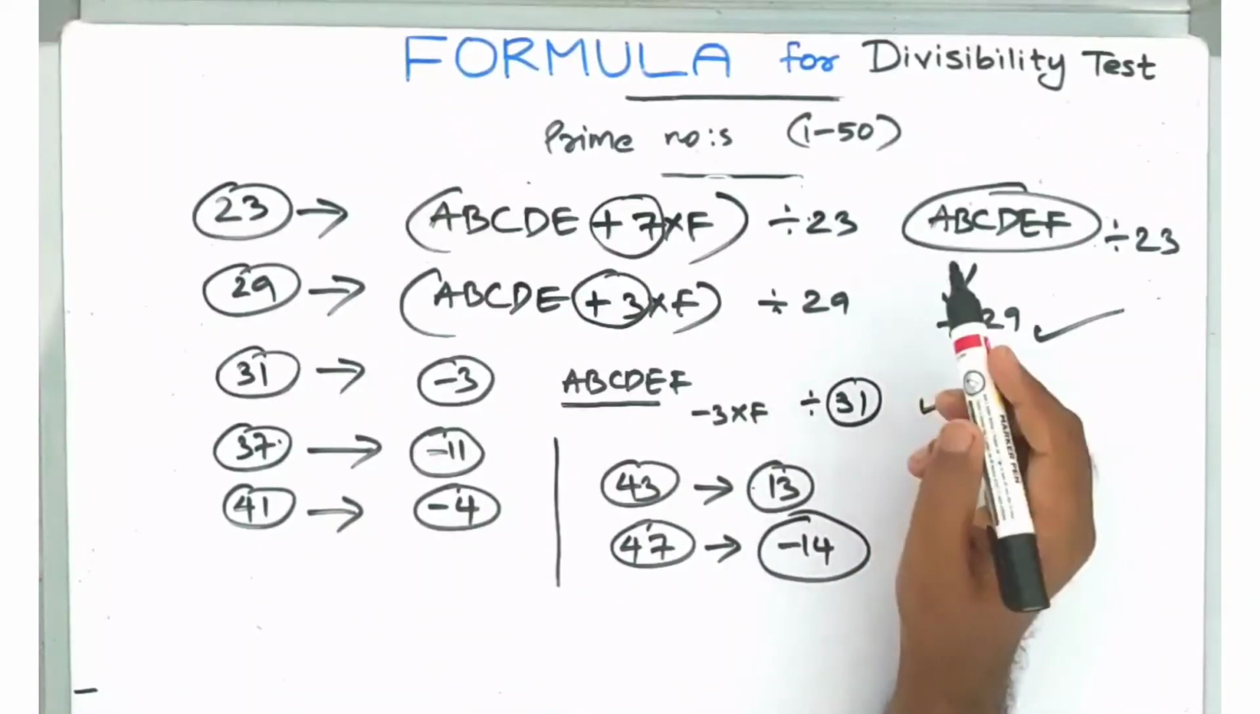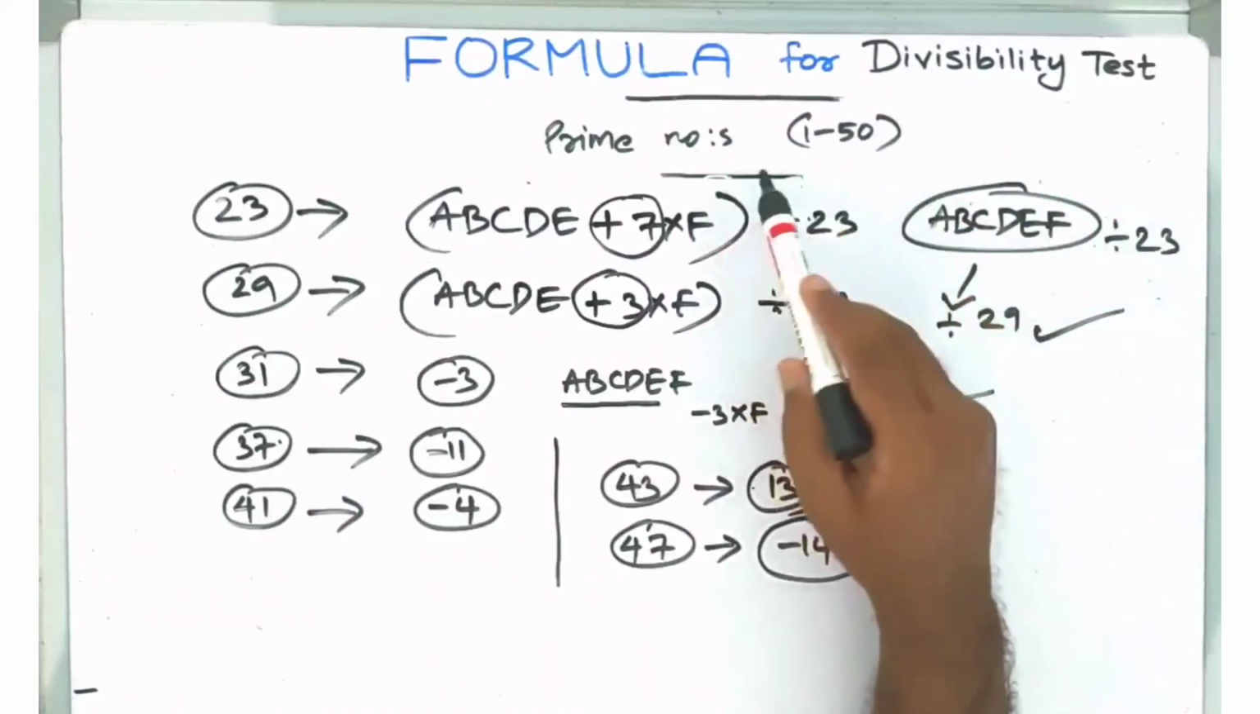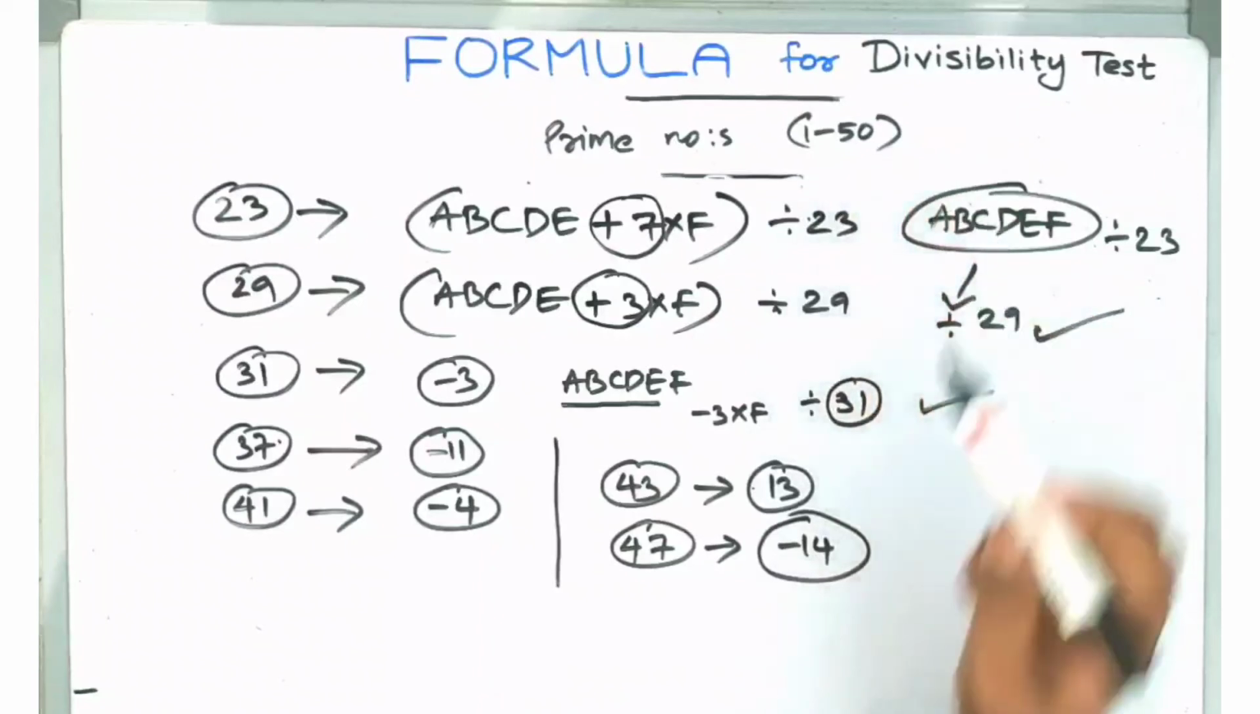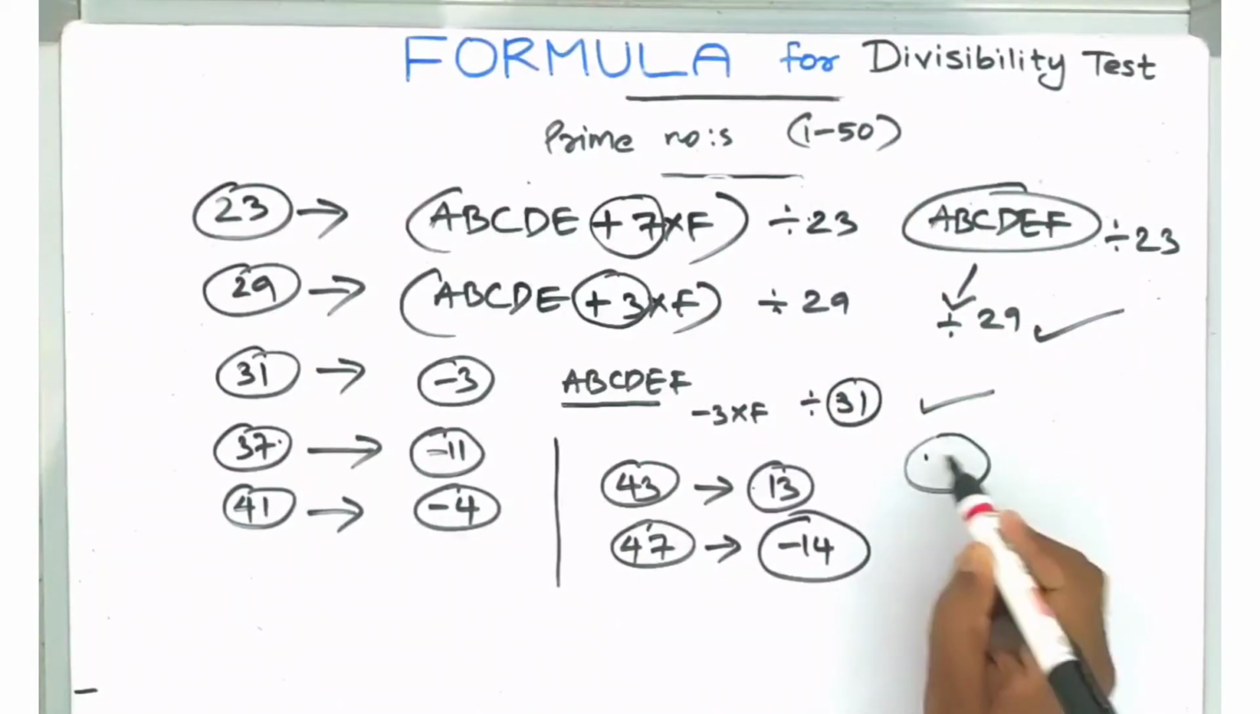I hope you all get this idea about the divisibility test, especially for prime numbers between 1 and 50. Through continuous practice, we will be good at doing this. Okay.